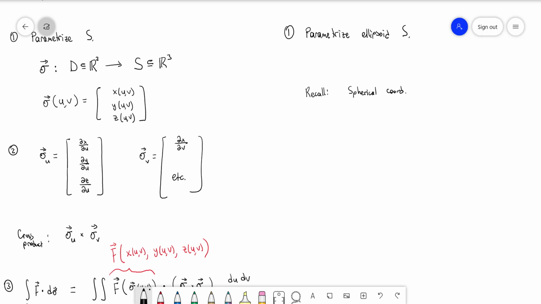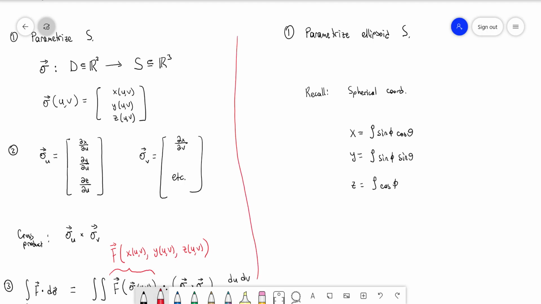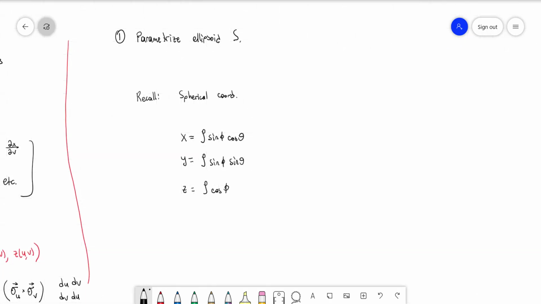Okay, so the equations, x was rho sine phi cosine theta. Y is rho sine phi sine theta. And then z is rho cosine phi. And then I'll just draw a little picture of what everything represents.